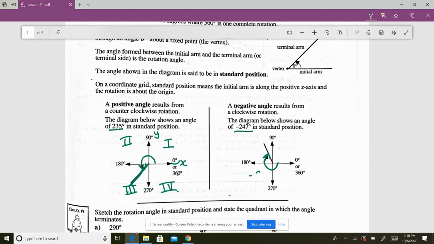If that's negative 247, can anybody tell me what this angle is right here? If it's 247 all the way to there, and it's 180 to there, what's this angle? 67. Does that make sense to people? All right.